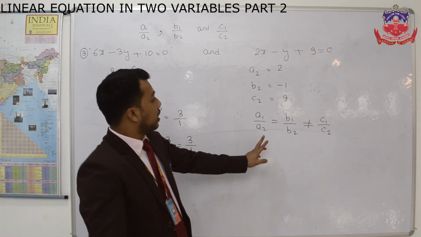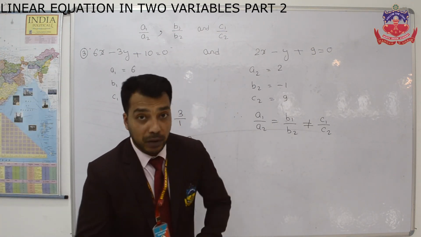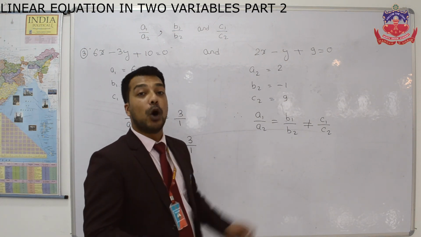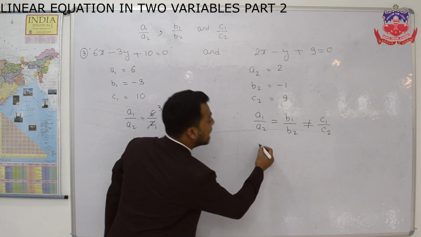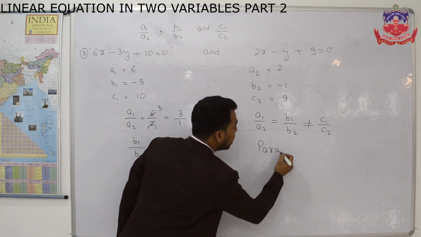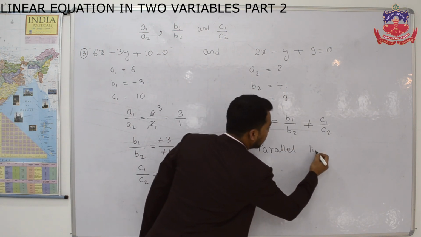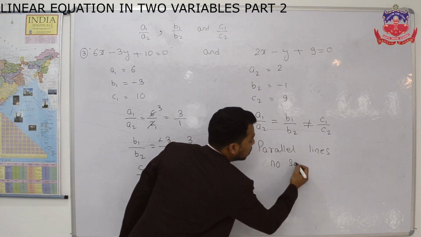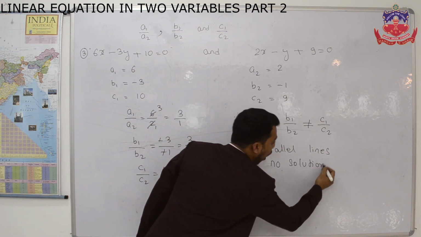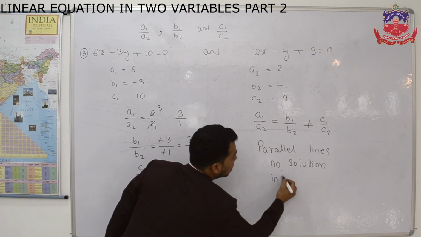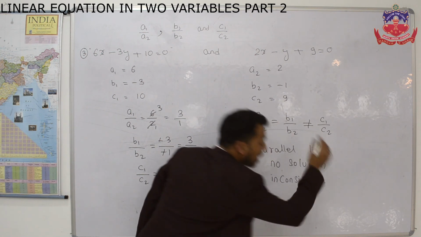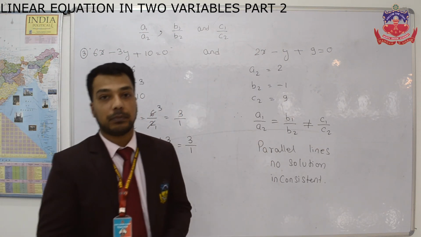So let's find which type of line this formula belongs to. We have already studied that this formula belongs to the second type, which is known as parallel lines. It is also sometimes known as no solution, or inconsistent, as it does not have any solution.